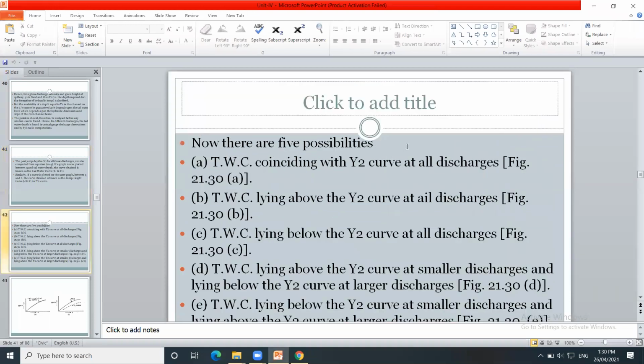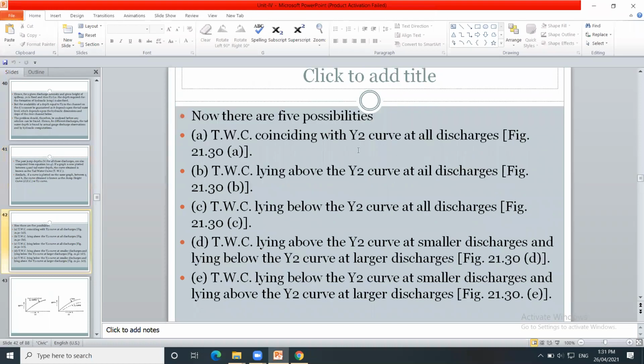So there are 5 possibilities given for this energy dissipation, to dissipate the energy. First case: the TWC coinciding with the Y2 curve at all discharges. The tailwater curve coincides with the Y2 curve at all discharges.